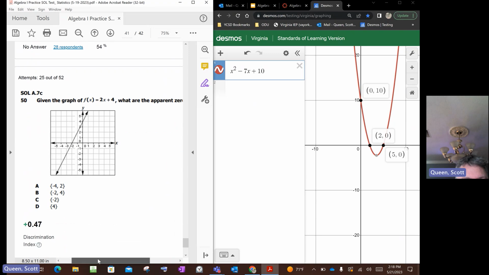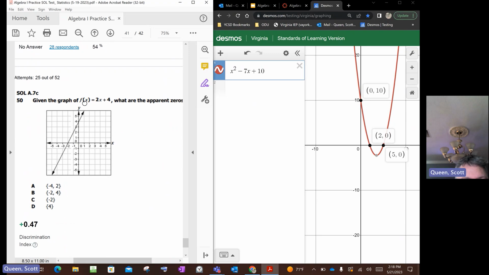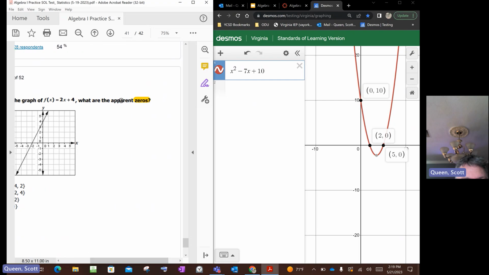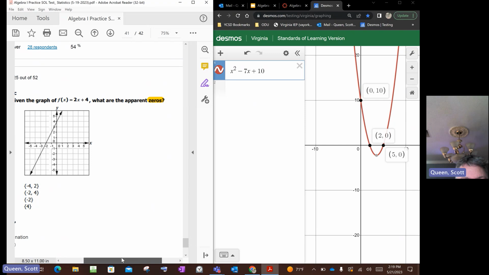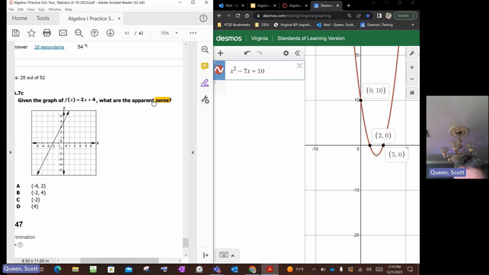Okay, I love it. All right, number 50, given the graph f of x equals 2x plus 4, what are the zeros? What are the zeros? Zeros, we just did one. Solutions, roots, x-intercepts. This line crosses the x and y axis. Do I care about that? No, because it's not an x-intercept. I care about that. That is -2.